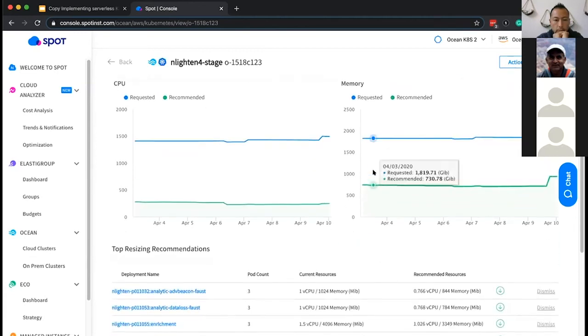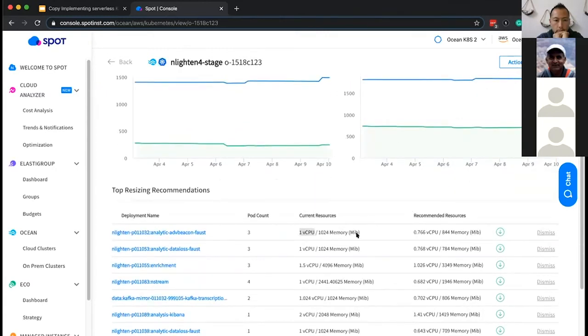So what we do is we make sure to itemize as well as create recommendations so that you can see what am I currently requesting and what is actually being consumed. And this allows you to see how we can improve the overall cost as well as usage of my infrastructure.